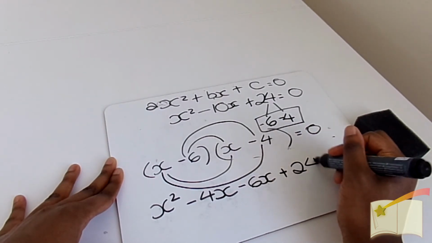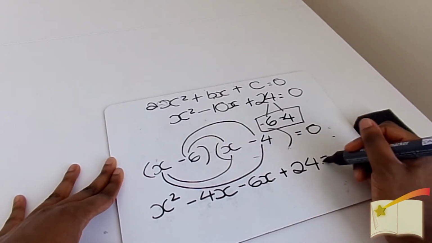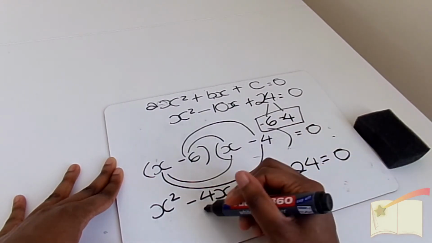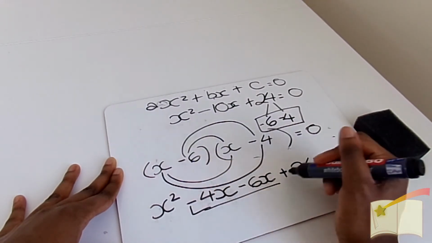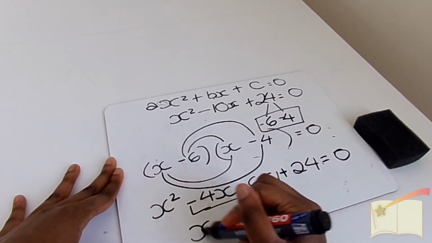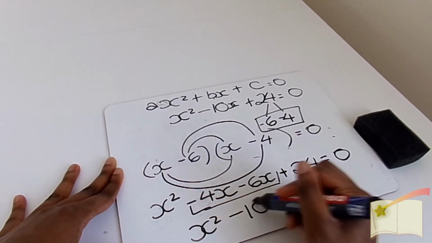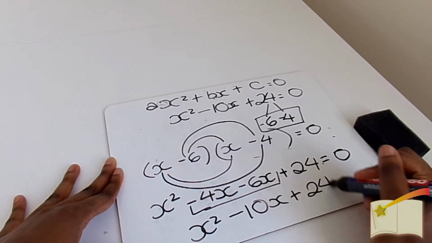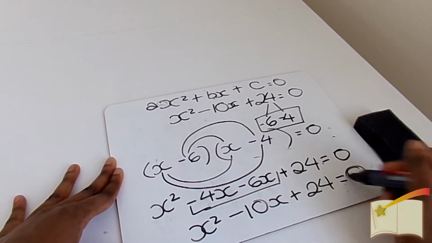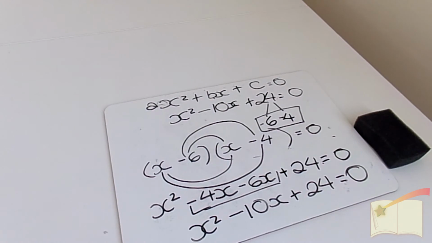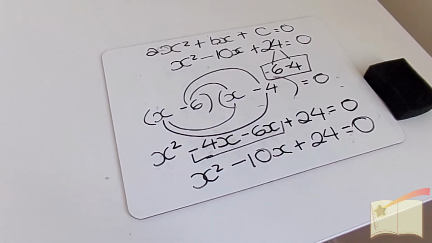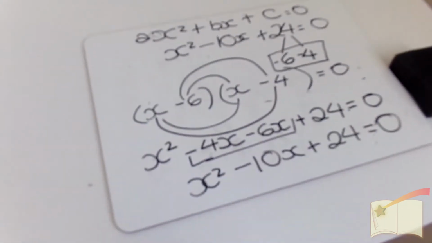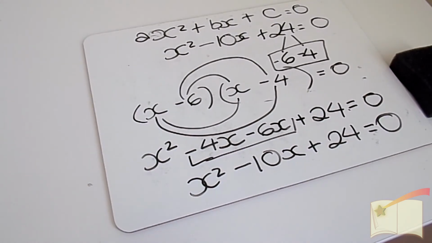Now I can collect my like terms in order to simplify this. Minus 4x minus 6x gives you minus 10x. So our final equation is x squared minus 10x plus 24 equals 0. Since this is the same equation that we had at the beginning of the question, we can be sure that we found the correct factors and therefore solved our equation correctly. This is the end of our video.